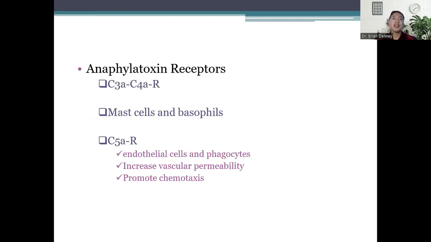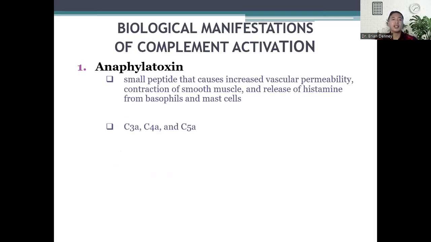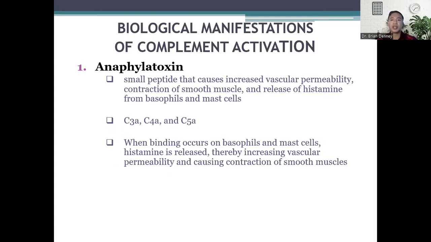Next, we have anaphylatoxin receptors, C3aR, C4aR. You just add R. The R there denotes that it is a receptor. And we also have your C5a receptor. These anaphylatoxin receptors are found in your mast cells and basophils. And upon binding of your complement protein C3a to C5a, this causes degranulation of your mast cells and basophils, releasing inflammatory molecules and histamine. So this is just a review of what I have mentioned in the previous slides.